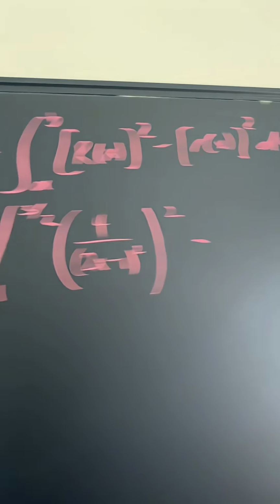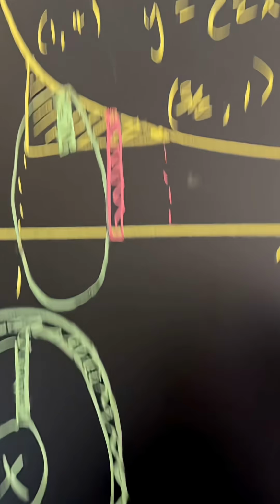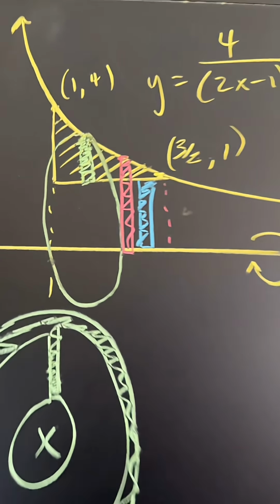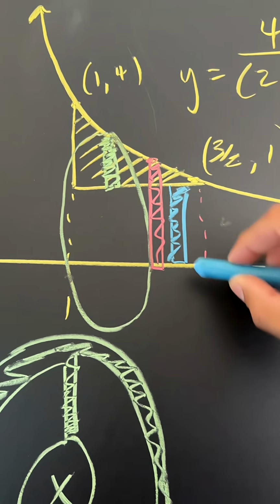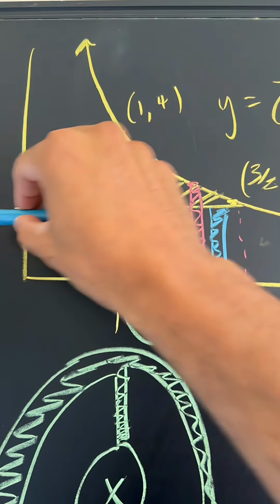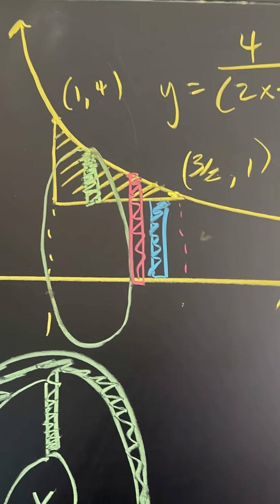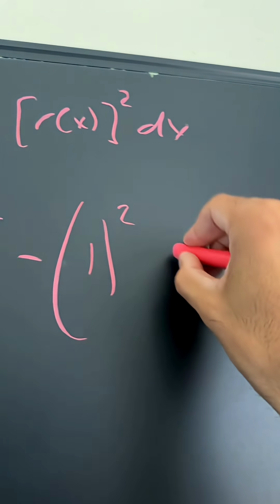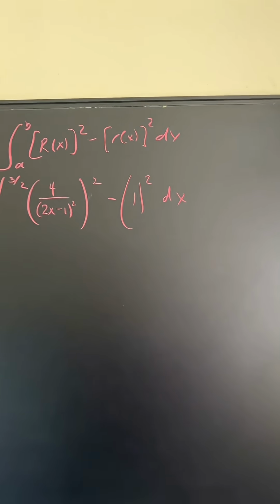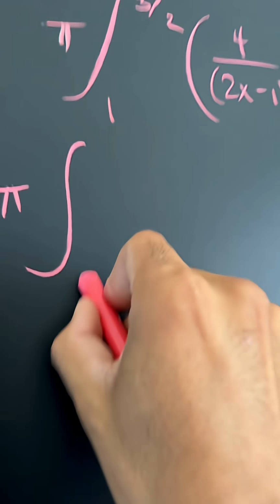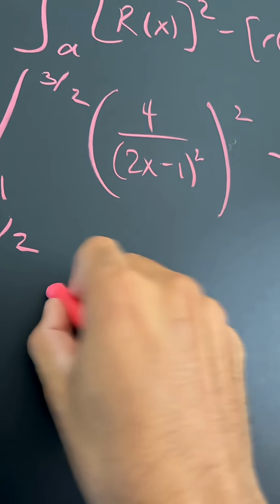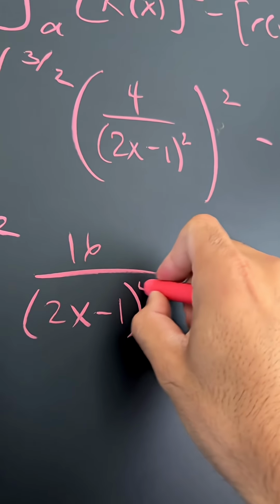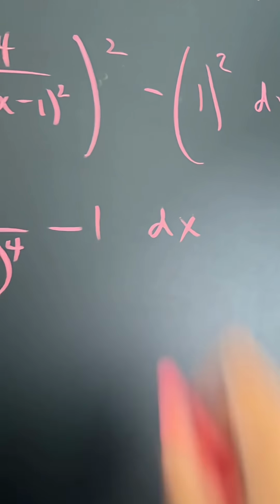Minus, let's talk about the small radius. Well, the small radius now is going to be this value right here, so you have to remove the open space. Well, that's also going to be the top function minus the bottom, and the top function here is just a horizontal line, which is going to be 1. So this will become 1 minus 0 squared. So if anything, just 1 squared. That's it. This will become pi, and then we have integral from 1 to 3 halves, 16 over 2x minus 1 to the power of 4, minus 1. Okay, that's going to be pretty simple.